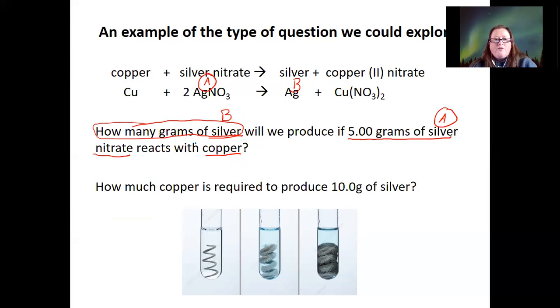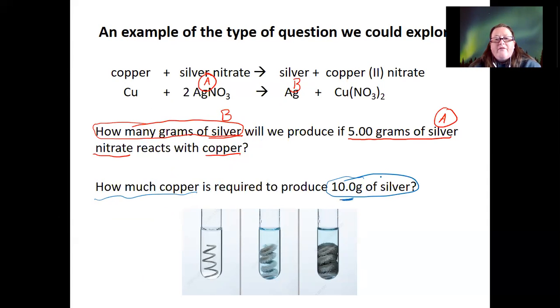So in the next question, it's the same reaction, but I'm asking a different question. And I'm going to have a different A and a different B for every question that gets asked. How much copper is required to produce 10 grams of silver?